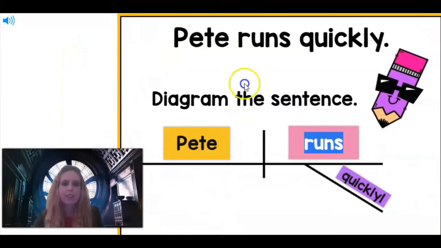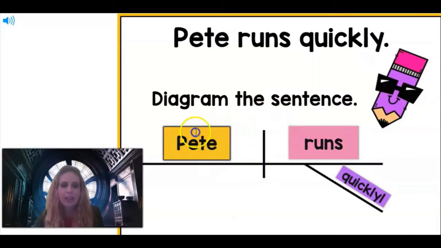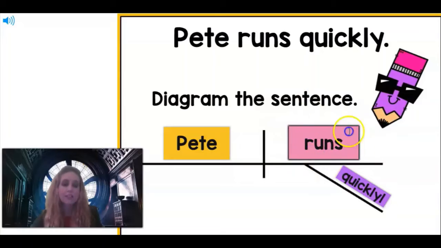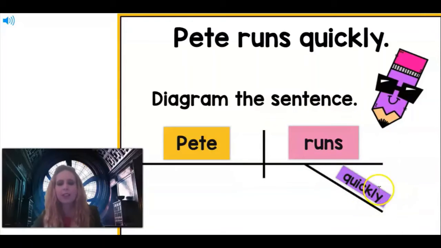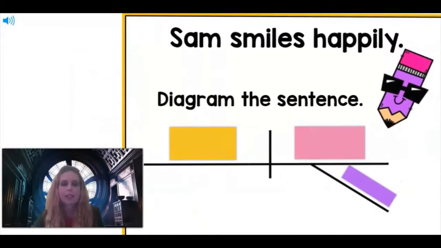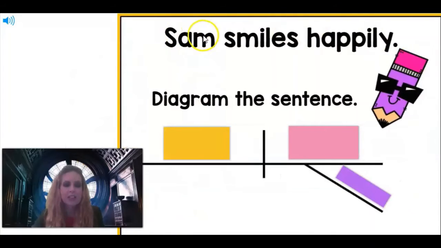All right. So, Pete runs quickly. If we diagrammed this sentence, we would have Pete is our subject, runs is our verb, and then quickly is our adverb that describes runs. Okay? Now, let's try this one together. Sam smiles happily. All right, we're diagramming that one.